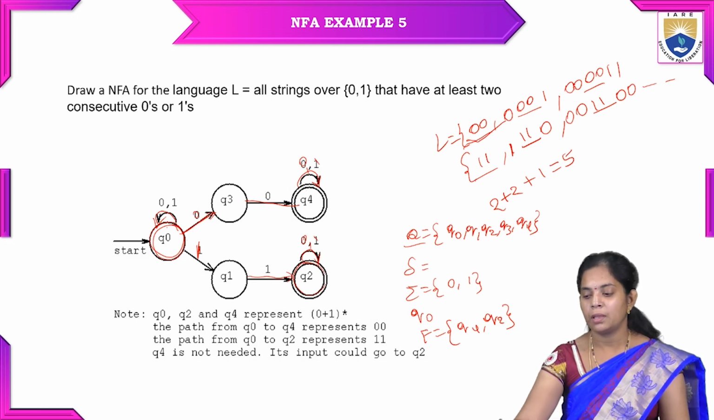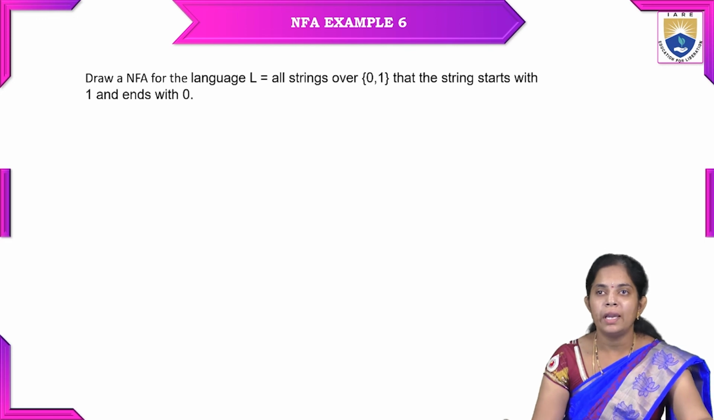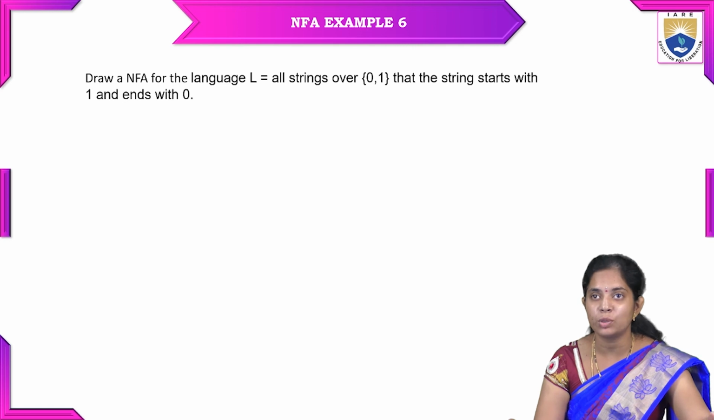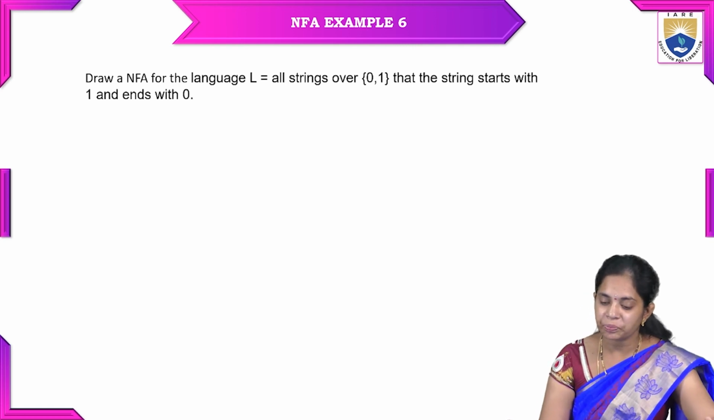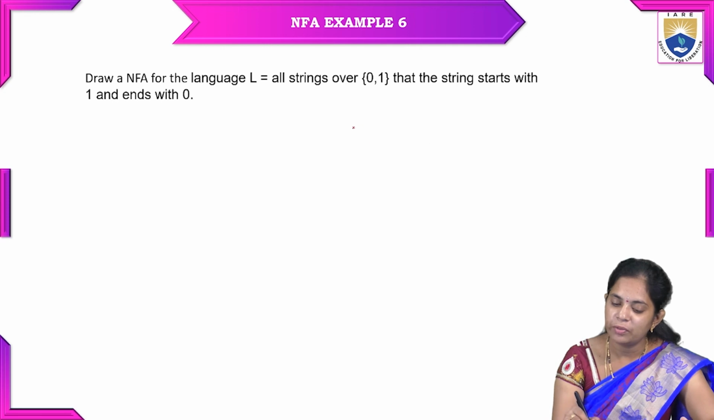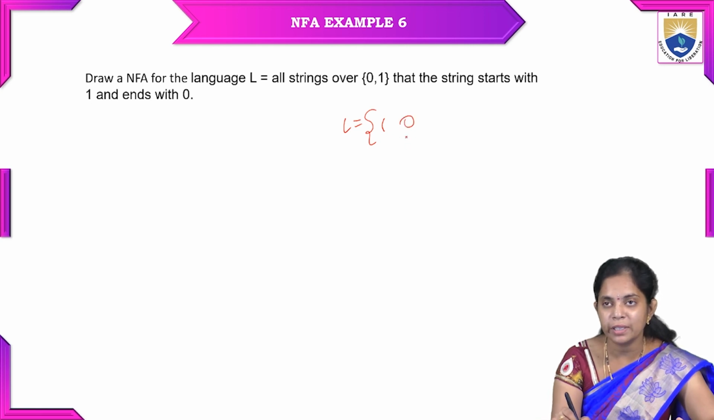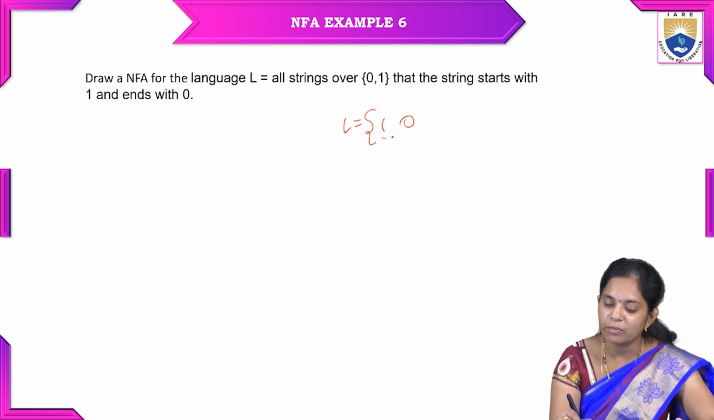And next example. So draw an NFA for the language L, all strings over 0, 1, such that the string starts with 1 and ends with 0. Let us elaborate the language: the string starts with 1 and ends with 0. So in between, whatever it is, we can just write the minimum length string satisfying this. So 1 0, starting with 1 and ending with 0. And in between we can add either 0 or 1.